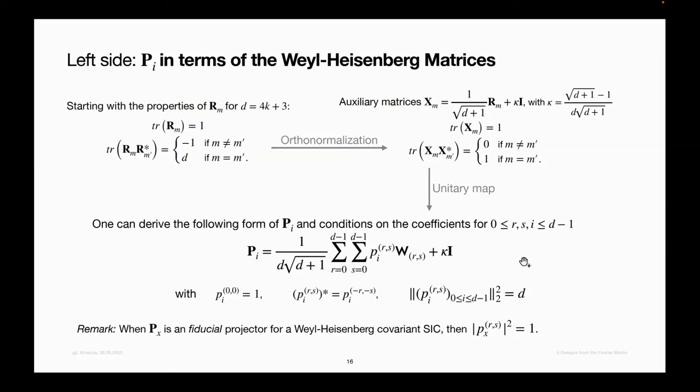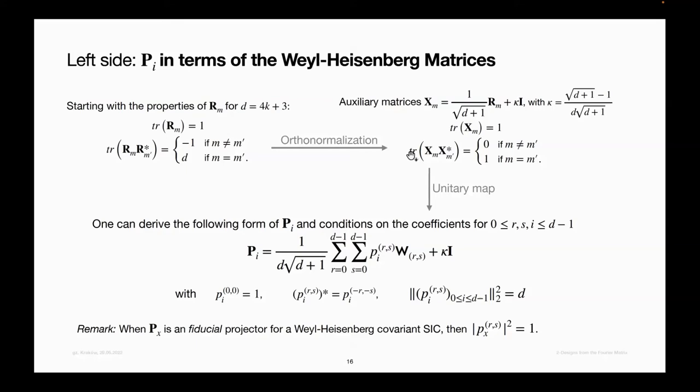So the upper half gives a short sketch of how to get to this formula and to this property. Basically it's a geometric construction. We start with the properties of the RM, and we notice that they have this kind of inner product in the sense of the Hilbert-Schmidt norm, and it only works for D is 4k plus 3 and prime. It uses the Legendre symbol and Gaussian sums actually. And then you can do some orthonormalization because they are commuting matrices. We noticed before they form an abelian group, so you can diagonalize them at the same time. And then on this diagonal, which is d-dimensional, you could do an orthonormalization.